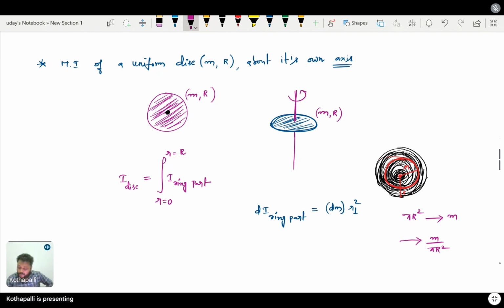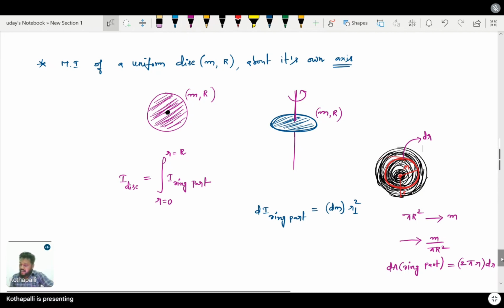Then what is the area of this ring part? The ring part is a one dimension case, but we want area. Then what we will do? We will calculate the length of the ring and multiply it with the thickness of the ring, which is 2 pi r into dr. So dA, the ring part area, is 2 pi r, the circumference length, into thickness dr. If I take this small thickness as dr, the total area of that ring part will be 2 pi r into dr.